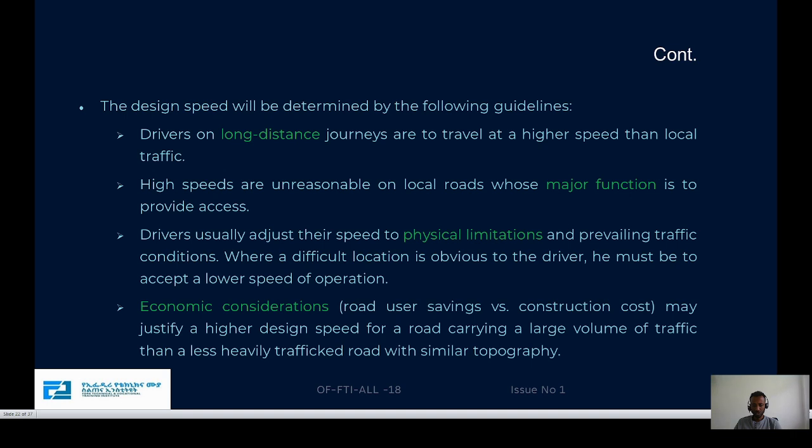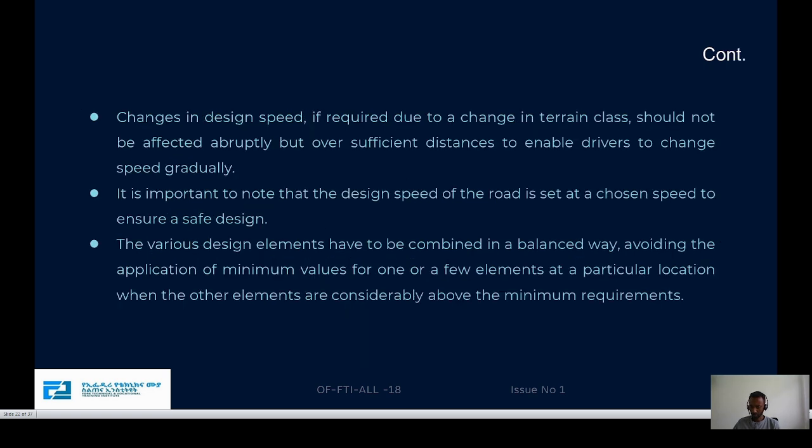The speed is also related to physical limitations. For example, if the width is very narrow, the speed will be decreased, and as the width of the lanes and the number of lanes increase, the design speed also increases. Economical considerations are also taken into account: higher design speeds for high volumes of traffic and less heavy traffic roads with similar topography.